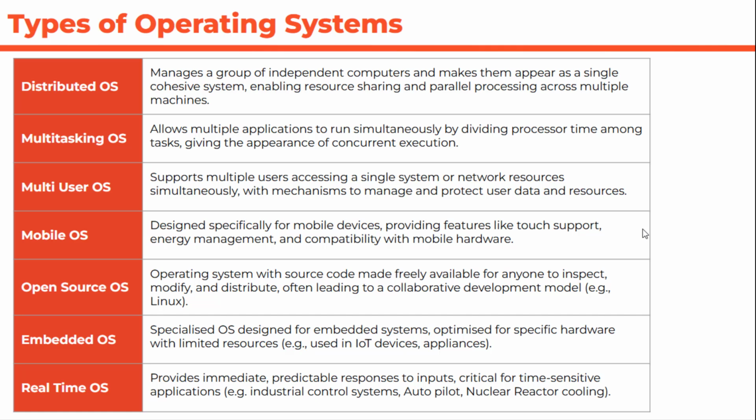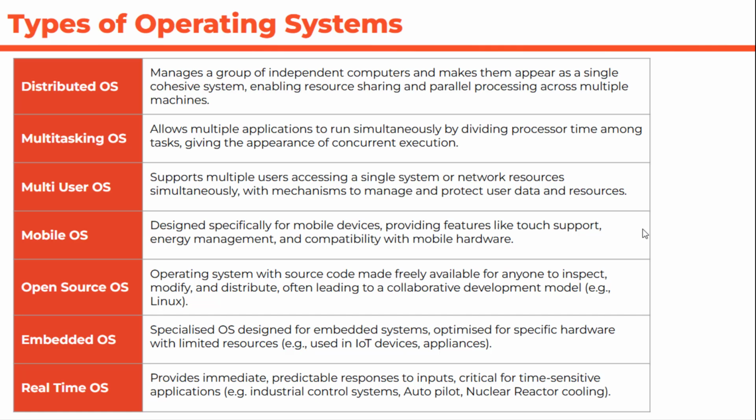Embedded operating systems, specialist or specialized operating systems designed for embedded systems, and they are optimized for specific hardware, like your washing machine, for example. Probably a little bit more technical than that, but they can be used with limited resources. So we see these a lot in things like Internet of Things devices, smart devices nowadays, or even appliances. That could be like heating systems, things like that.